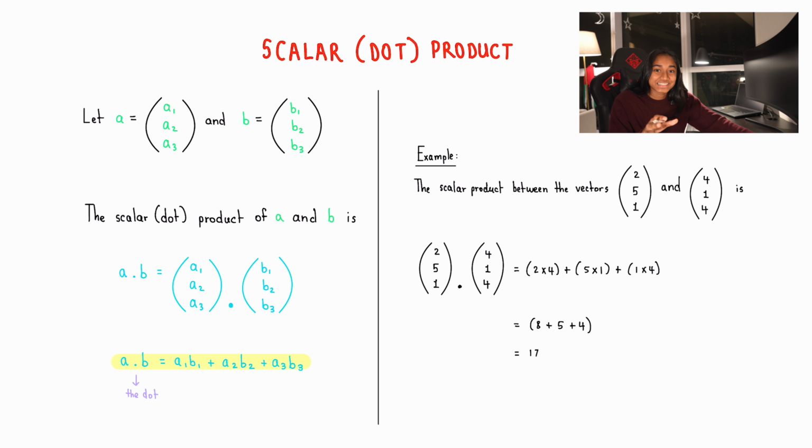Anyways, let's look at an example. The example states, the scalar product between the vectors (2, 5, 1) and (4, 1, 4) is, remember what we're doing, 2 multiplied by 4 plus 5 multiplied by 1 plus 1 multiplied by 4. We simplify it to get 17, which is a scalar.